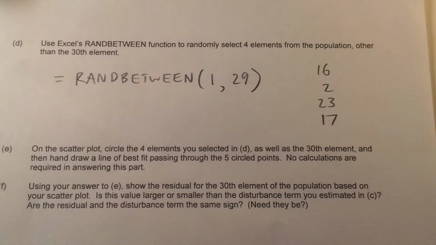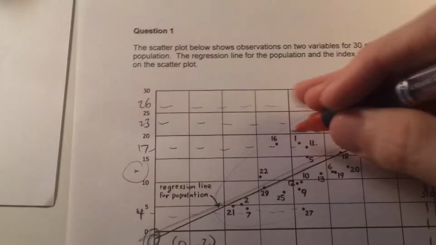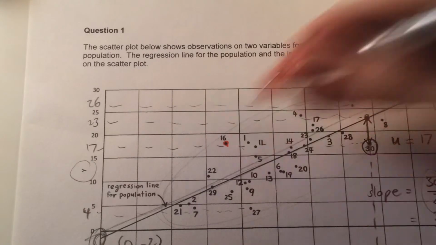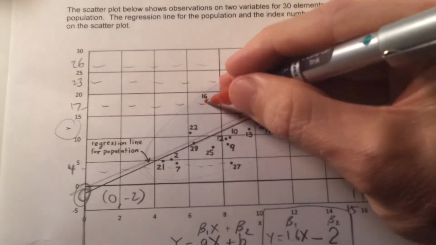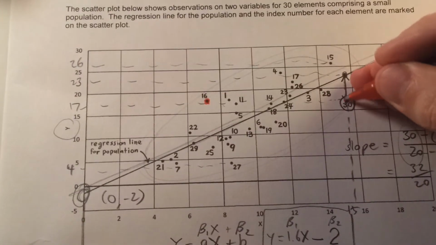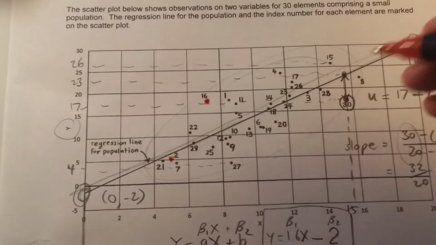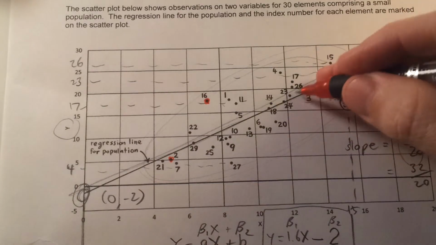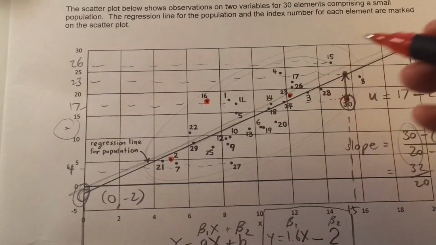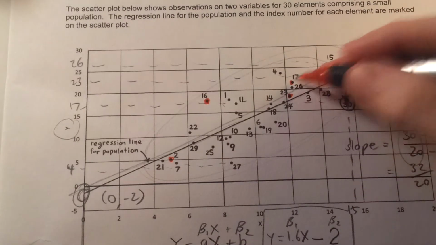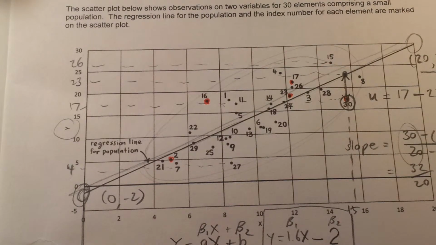The next question says to circle these elements on the graph. So here is 16. And it says include 30 as well. 2 down here. 23 here. And 17 here. And then it said draw a line of best fit through those. So something that is following the general path of these points.